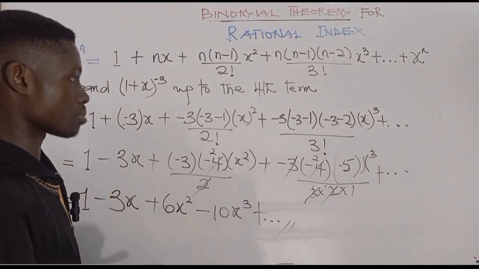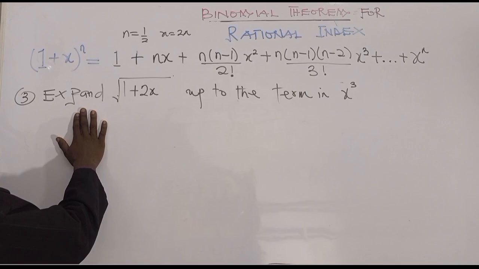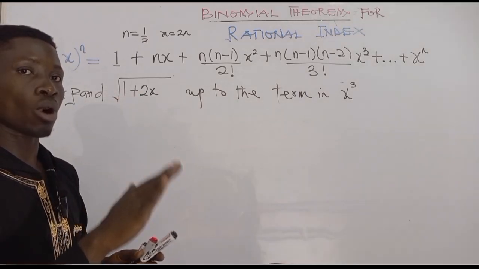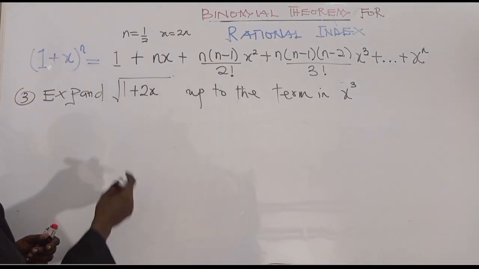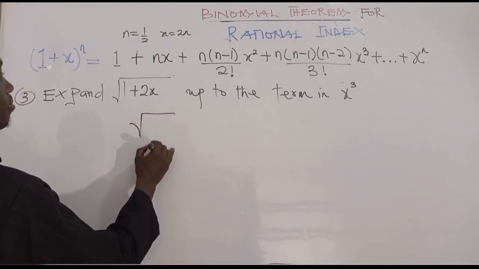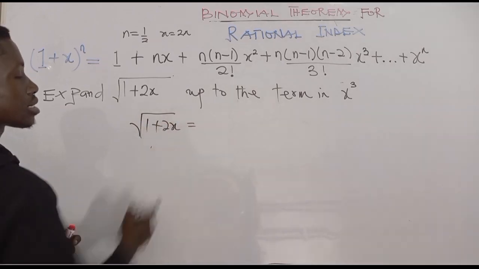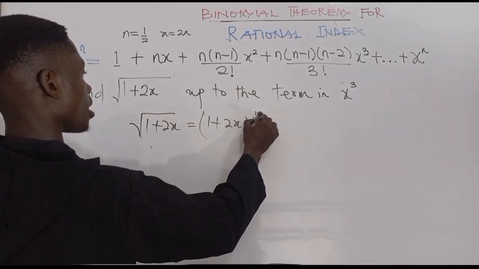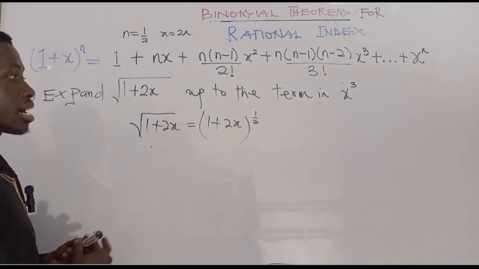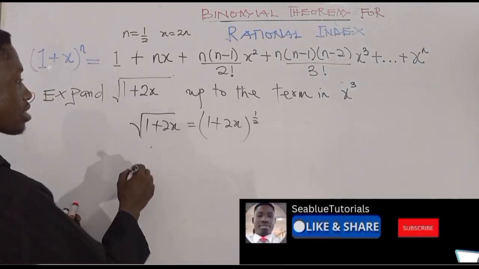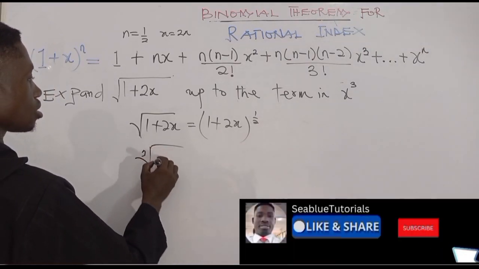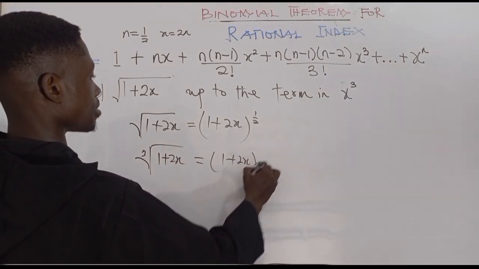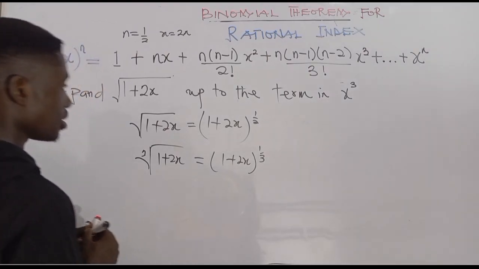Let's take our next example. We are to expand root of 1 plus 2x up to the term in x power 3. So we know that root of 1 plus 2x can be written as 1 plus 2x all raised to the power half. Remember that the root sign is the same as half. So when you have cube roots of, let's say, 1 plus 2x, it is going to be 1 plus 2x raised to the power 1 over 3.